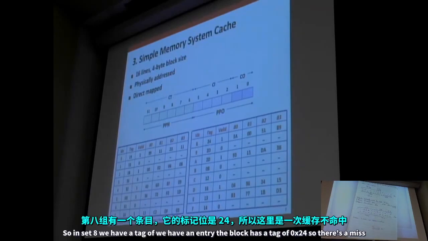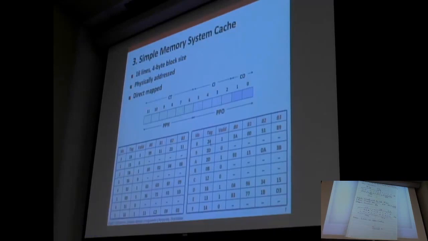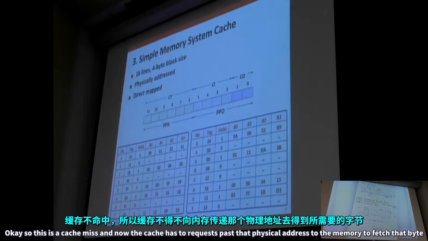So in set 8, the block has a tag of 24, so there's a miss. So this is a cache miss. So now the cache has to pass that physical address to the memory to fetch that byte.